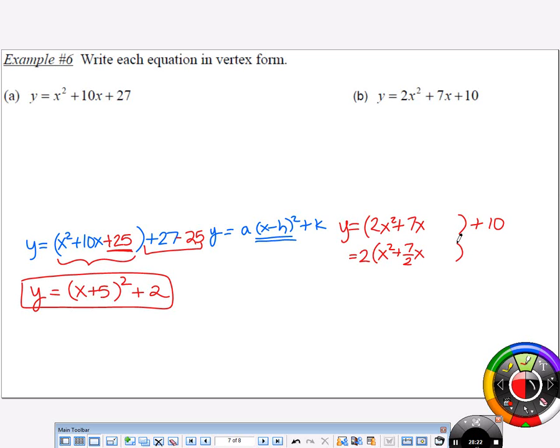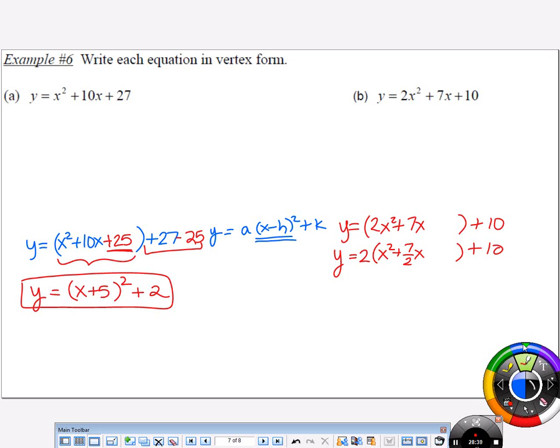Does the 10 get divided by 2 when I factor the 2 out? Is the 10 inside the parentheses? No. Then it didn't get 2 taken out of it. So it's just over there as 10 still. Okay. All right, so the numbers are not going to be pretty, but whatever, we're going to deal with them.